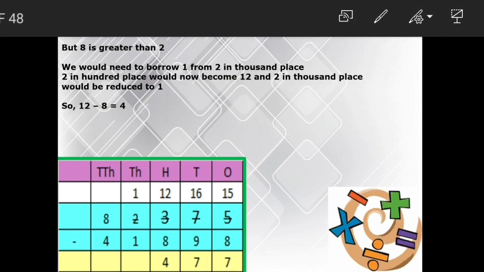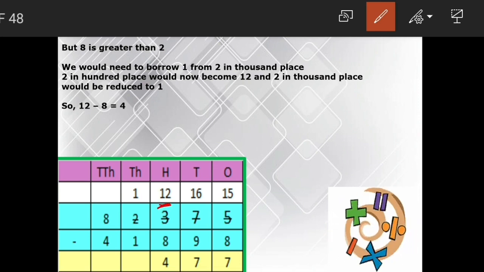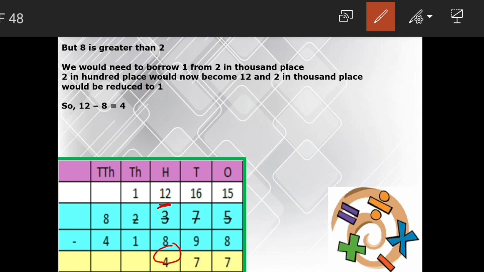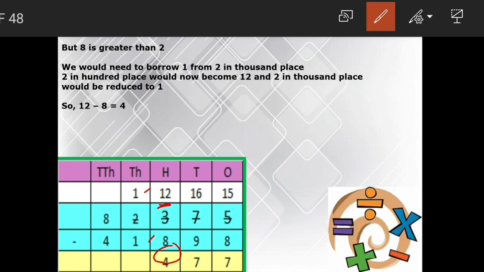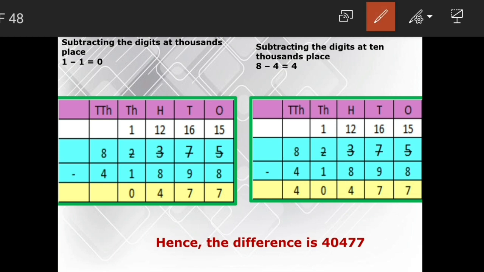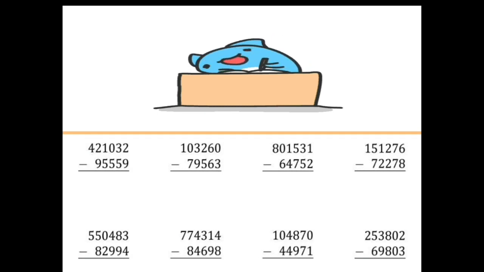Now you can see that we have borrowed 1 from 2 that is in the thousands place and this 2 became 12. So now 12 minus 8 we got 4. Now 1 minus 1 in thousand place is possible. So we'll subtract 1 minus 1 and we will get 0. And finally we'll reach 10,000 place where it is 8 minus 4 and the answer will be 4. Hence the difference we got is 40,477. Here are some questions of subtraction which you have to do in your notebooks.